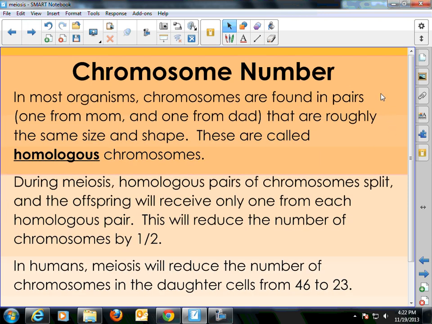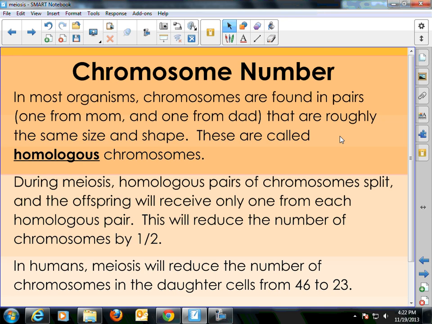In production of gametes, we have to reduce the chromosome number by half. Now, how does meiosis do that? Well, in most organisms, you find the chromosomes in pairs. You get one set of chromosomes from your mom and one set of chromosomes from your dad, and each of those chromosomes basically pair up.